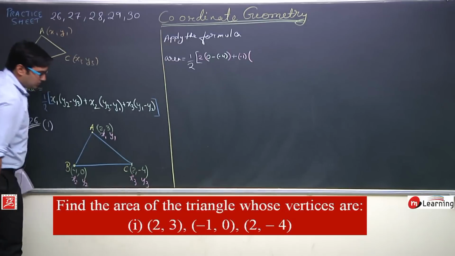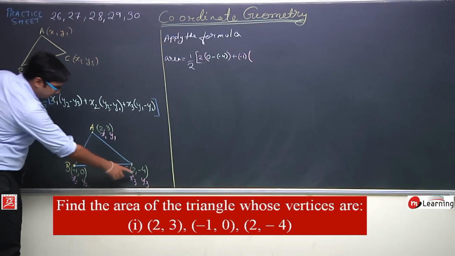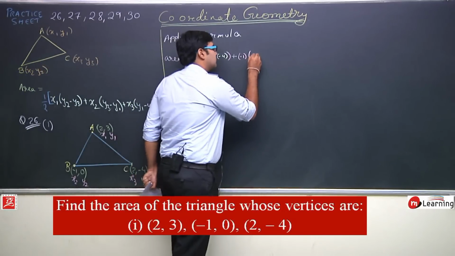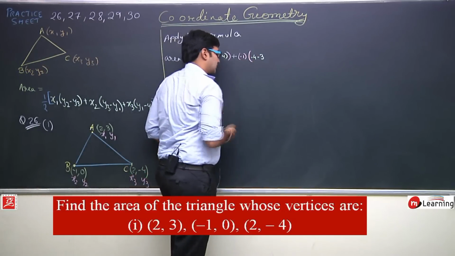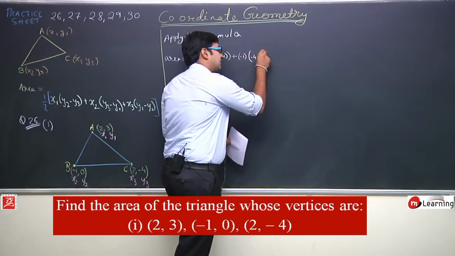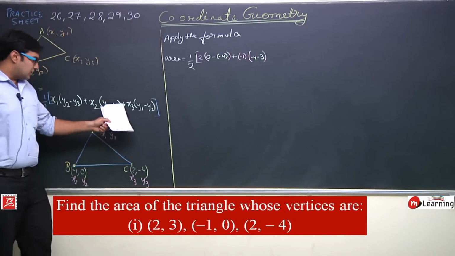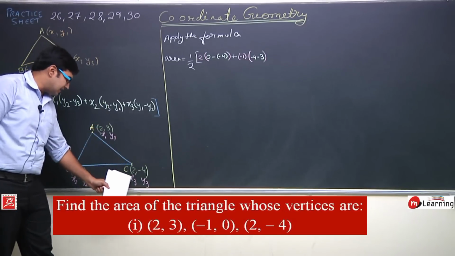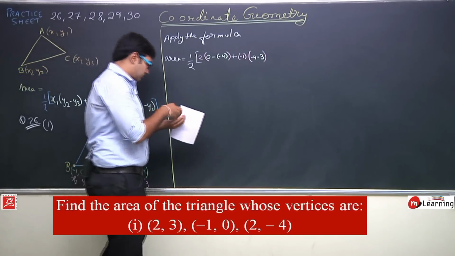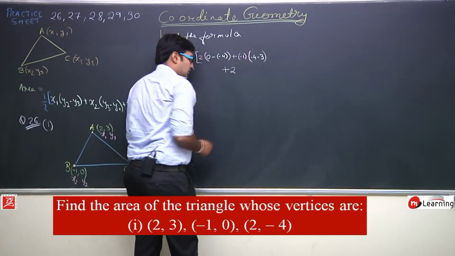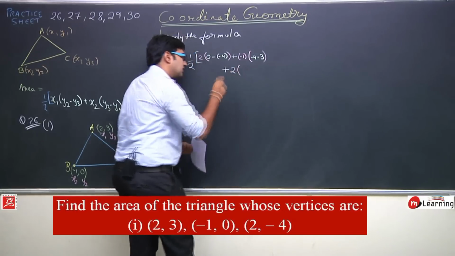It is minus 4, and then what is y1? It is 3. So in bracket I am going to write minus 4 minus 3. So this is y3 minus y1, then plus x3. So x3 is what? It is 2.